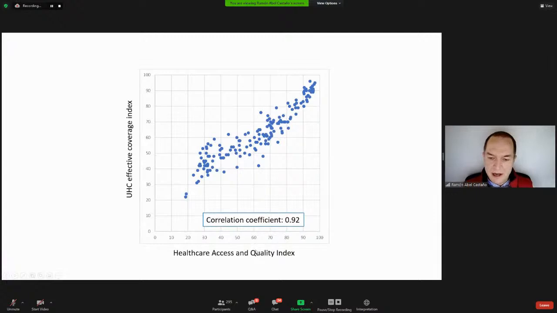And the interesting point is, I checked the correlation between these two indexes, the effective coverage index and the healthcare access quality index, and they're very, very correlated. So they are probably taking into account the same characteristics of healthcare systems, both the quality and access of healthcare services that people are receiving, and the effective coverage in terms of whether the percentage of avoidable deaths is low or high. So there is a high correlation between these two indicators, which indicates that they look at healthcare systems from two different perspectives.